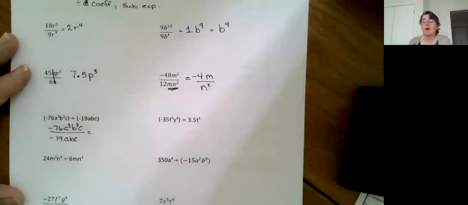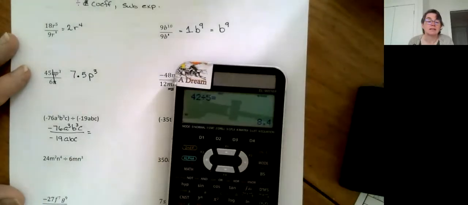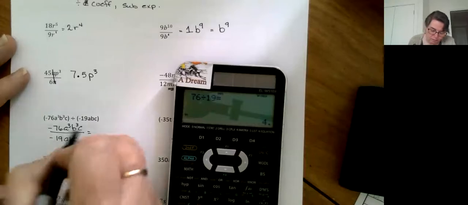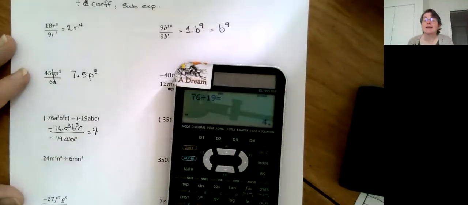There is nothing wrong with rewriting a question like that. If you like them in the vertical format, you go for it. Now, 76 divided by 19 is 4. I don't bother with the negatives, but if it makes you happier here, negative 76 divided by negative 19 is 4.